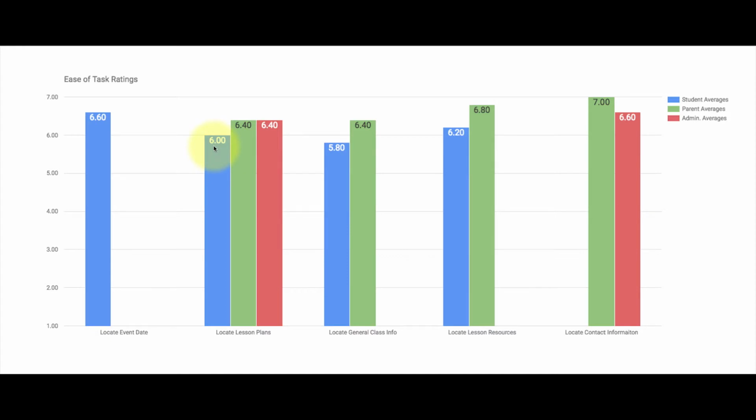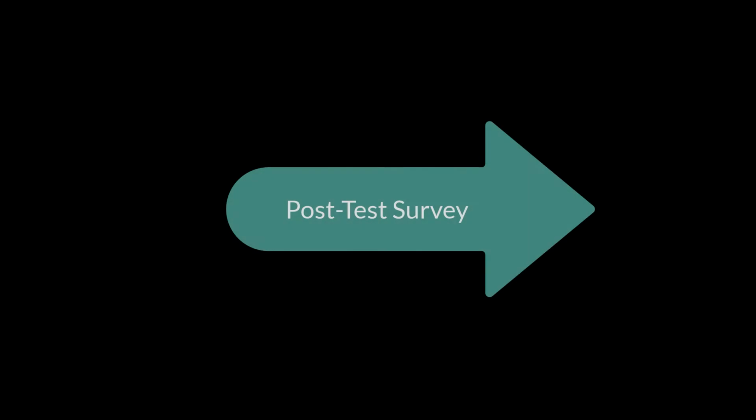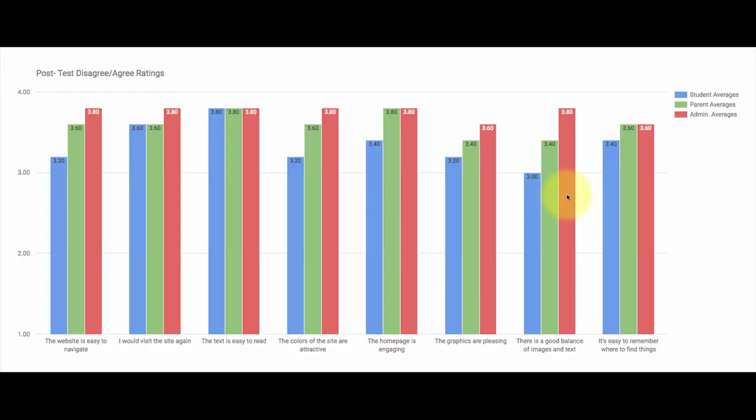Locating lesson plans was rated the lowest by students at a 6, but rather higher by the parent and administrator groups. The last set of data we're going to look at are the post-survey questions that related to the site as a whole. Users were allowed to rate things such as the ease of navigation, the colors, and the home page as either agree, disagree, strongly disagree, or strongly agree. Users indicated high ratings in most areas, giving no less overall than a 3.0.